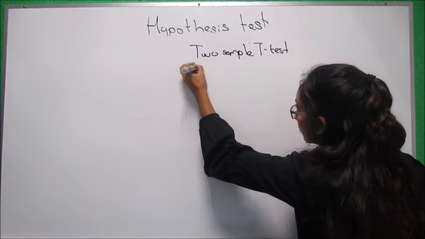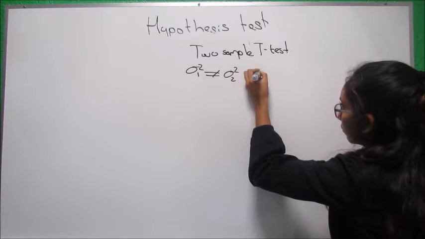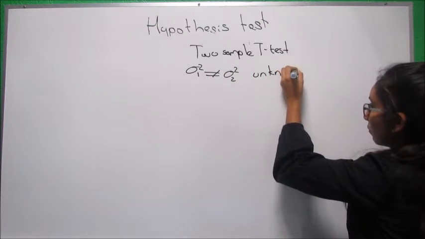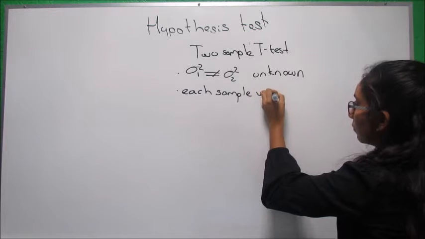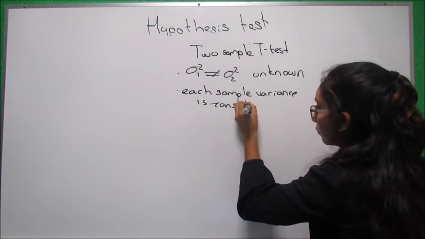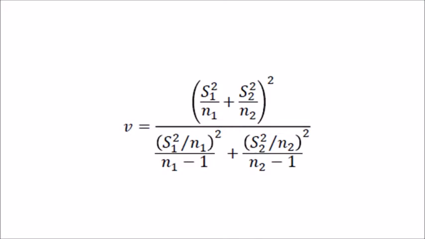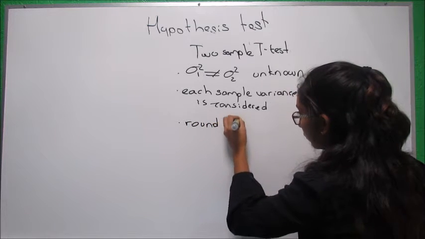Another variant of the two-sample test appears when the population variances are unknown and different. In this case, we calculate the test statistic using the following formula, where each sample variance is considered, and also the way to obtain the degrees of freedom is different, because we don't use n-2. Instead, we have to calculate them using the following formula and then round to the nearest value.